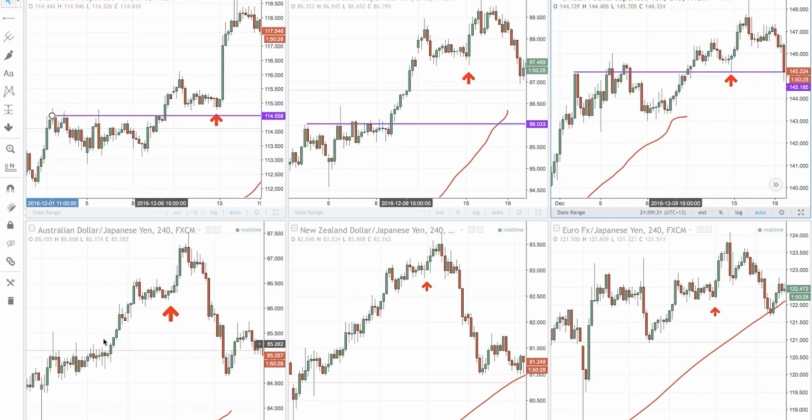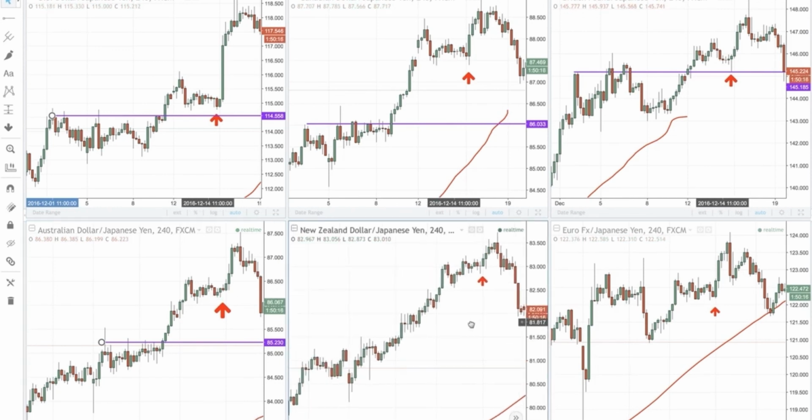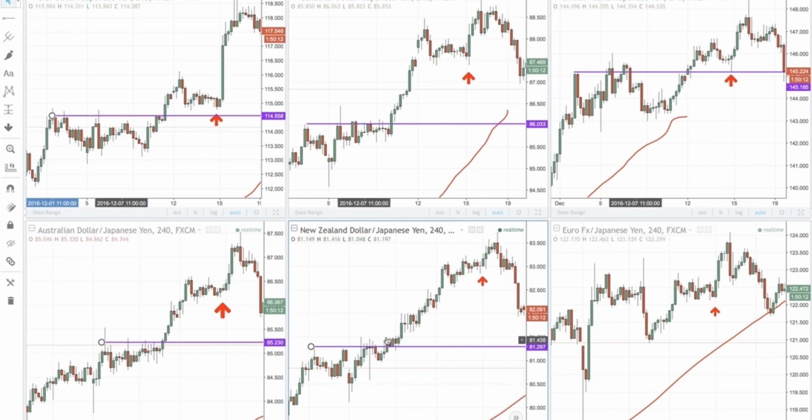Okay, let's take a look at Aussie yen. After a breakout to the north, we went up this high and we pulled back 5%. New Zealand yen, after a weird breakout to the north, this one looks like it just keeps pushing higher and higher and higher. Our pullback is almost unnoticeable.